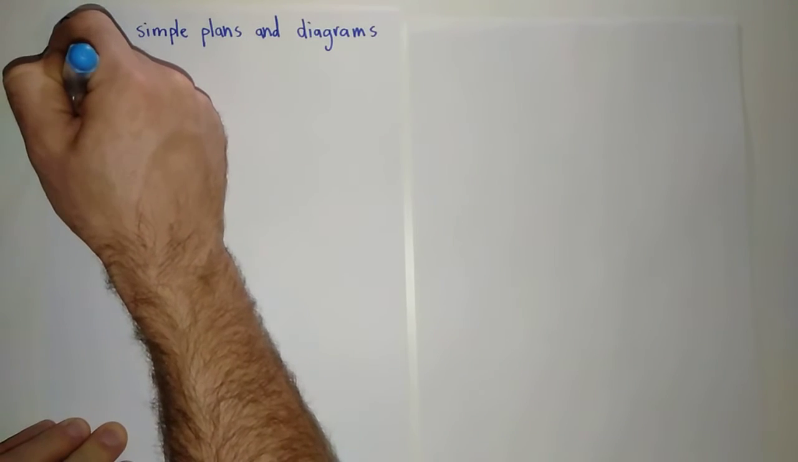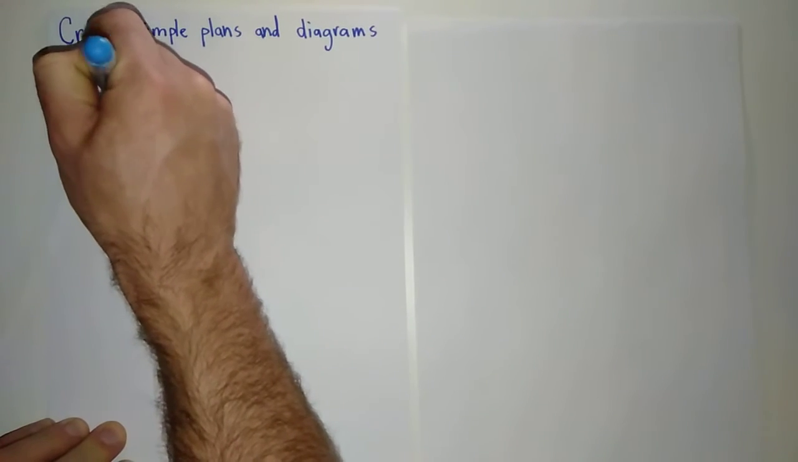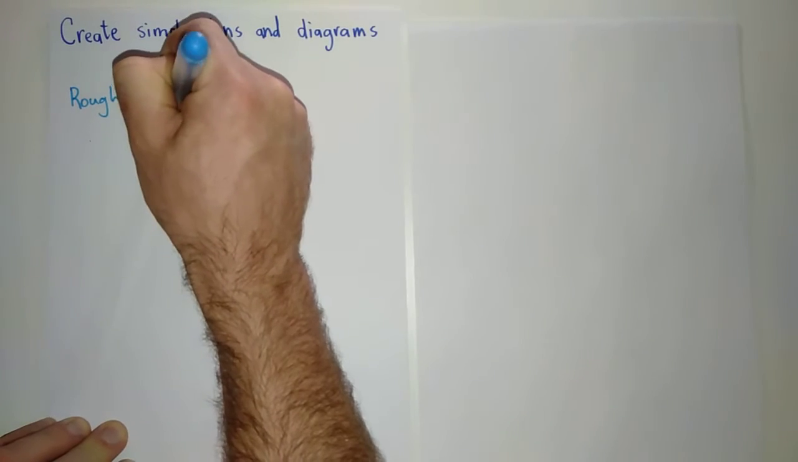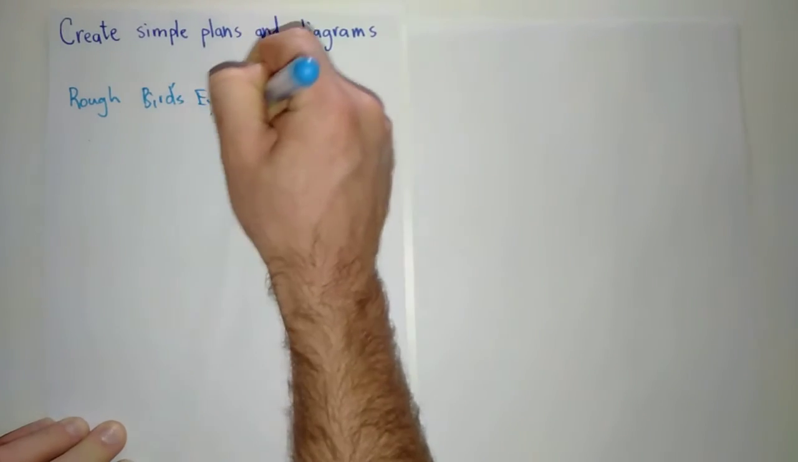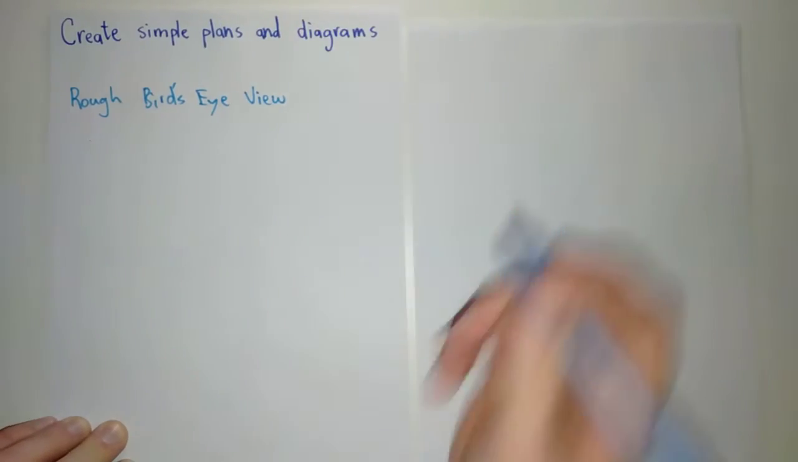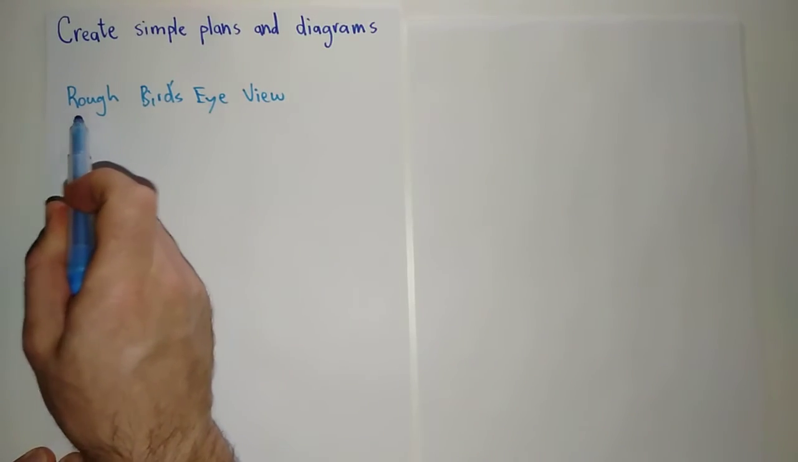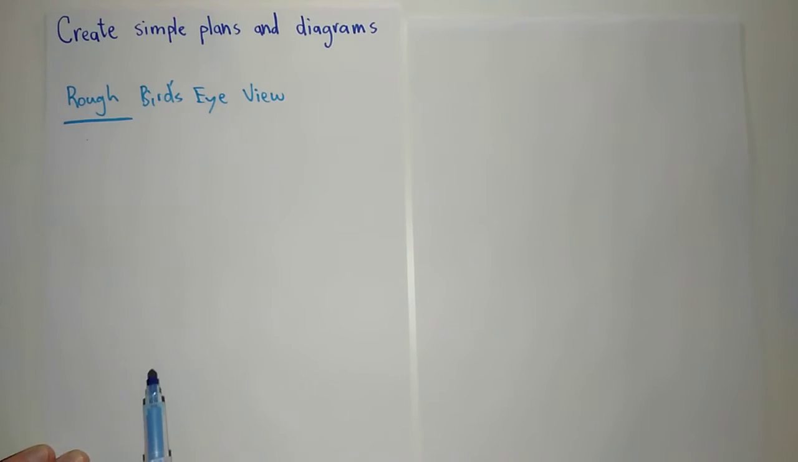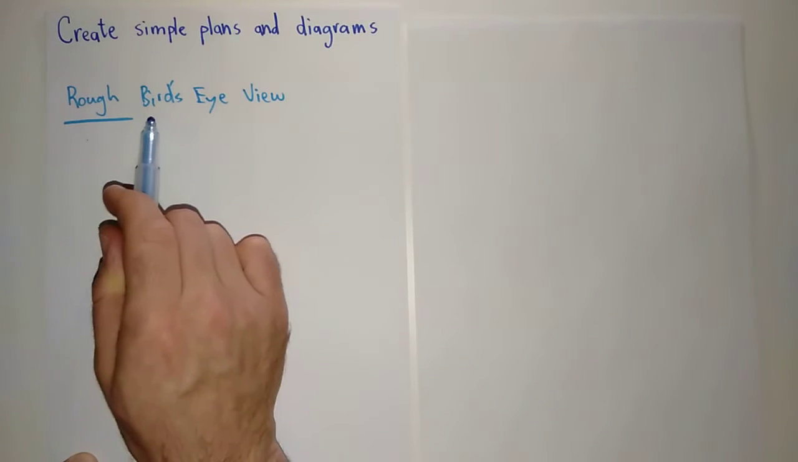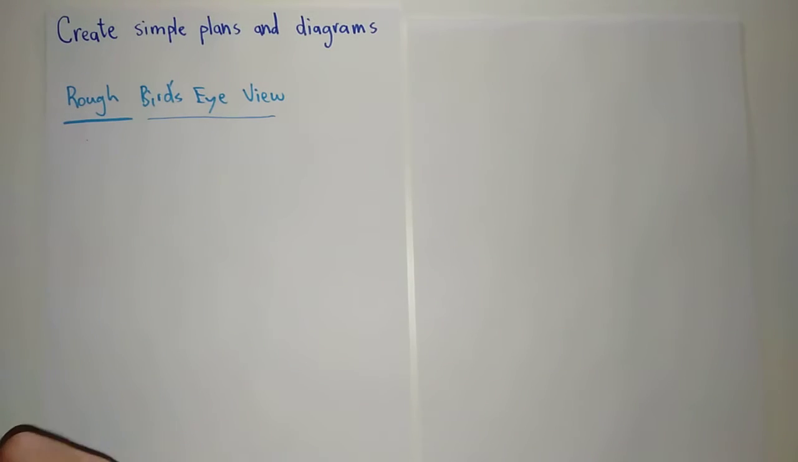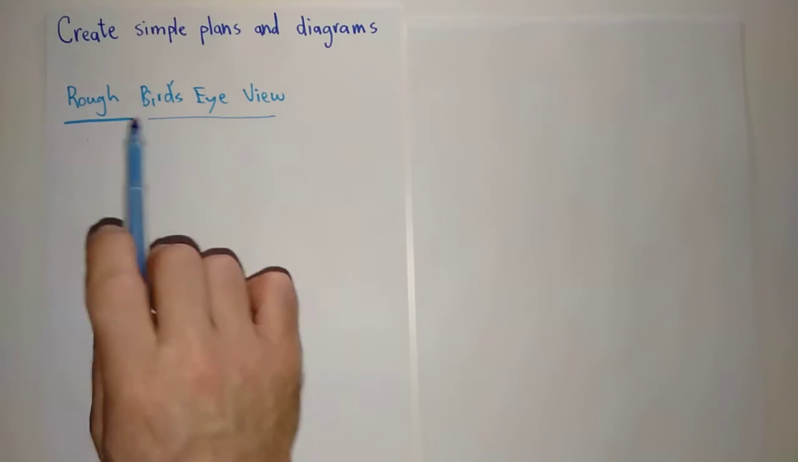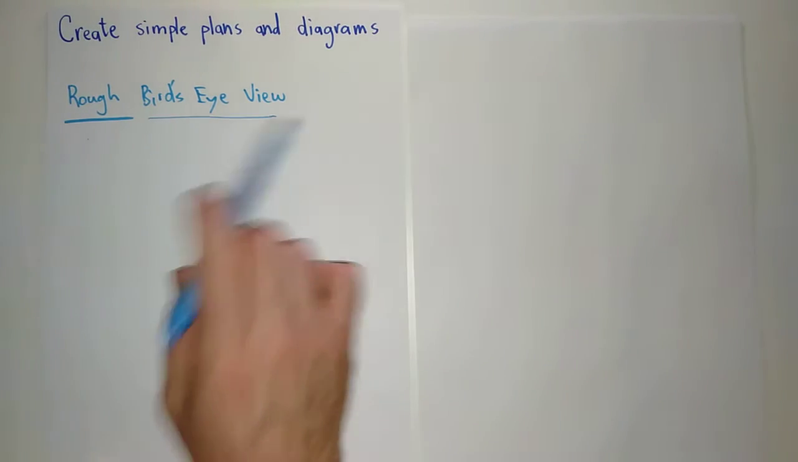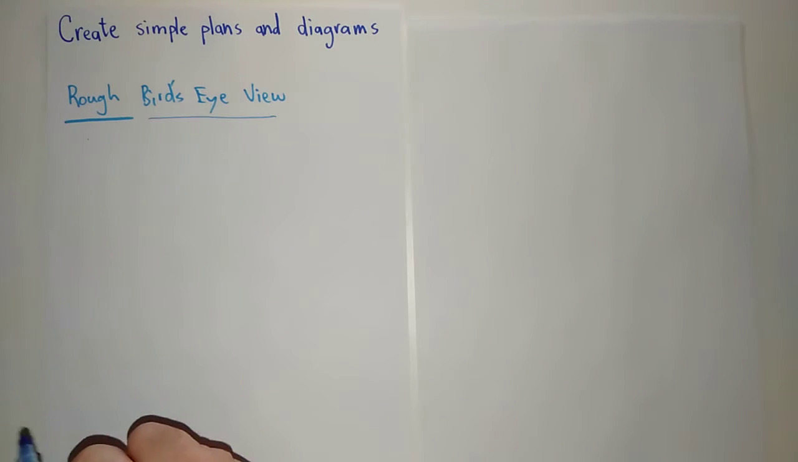So the first type of diagram that I'm going to look at is what I'm going to call a rough bird's eye view. Rough just because there aren't going to be specific measurements and it's not going to be perfectly to scale. Bird's eye view is something that we use to describe viewing things from above, and I'll quickly demonstrate why we call it that.